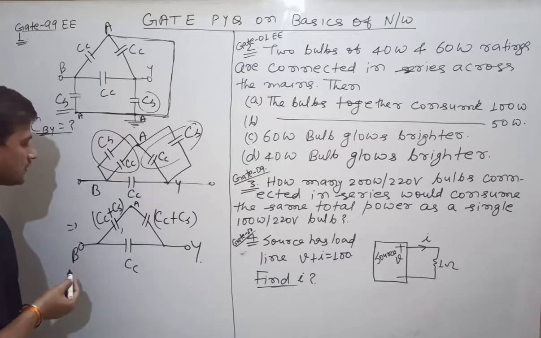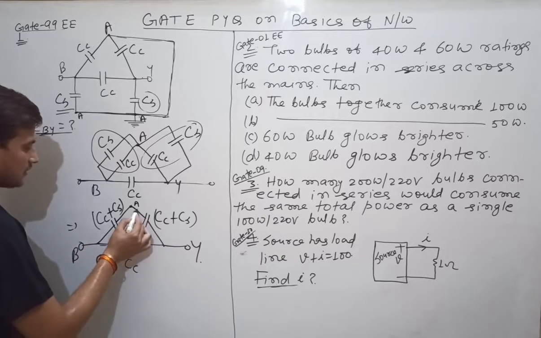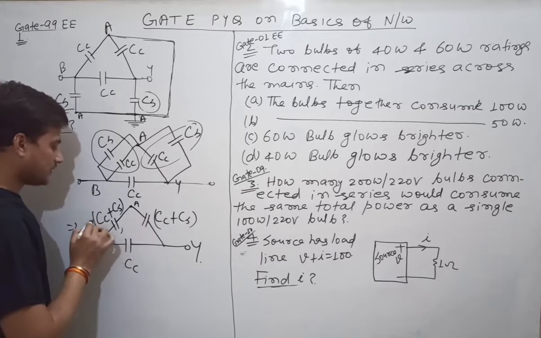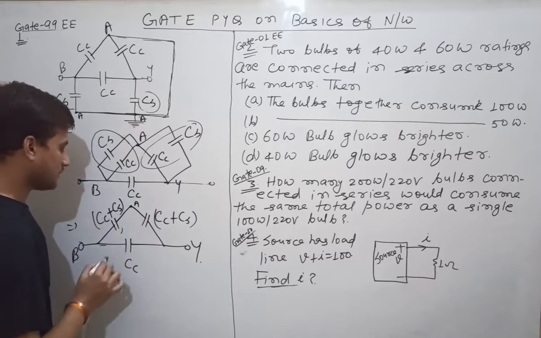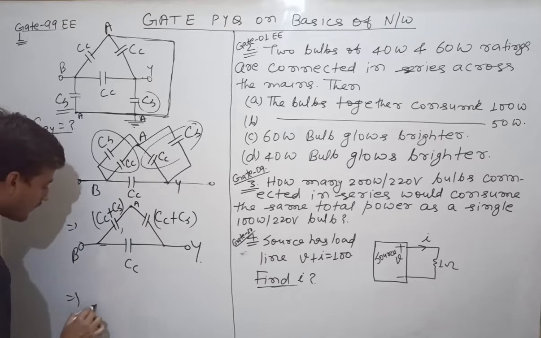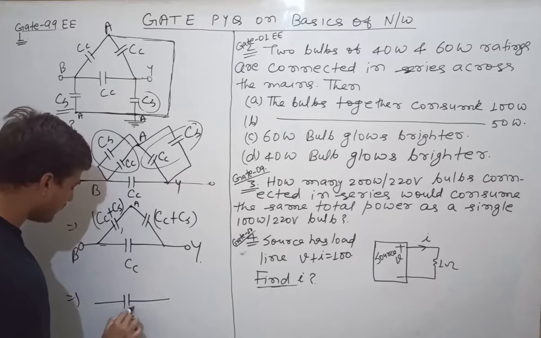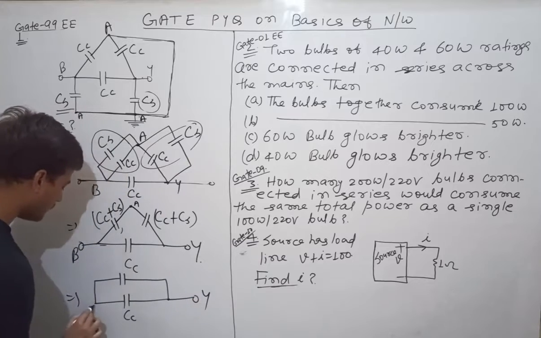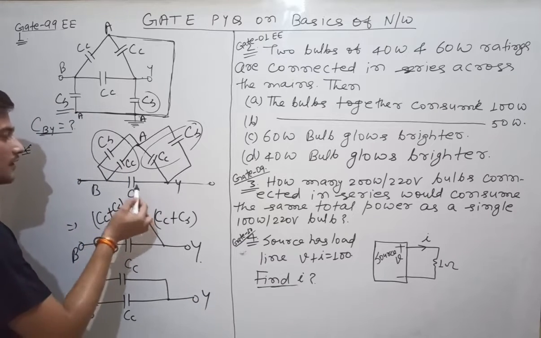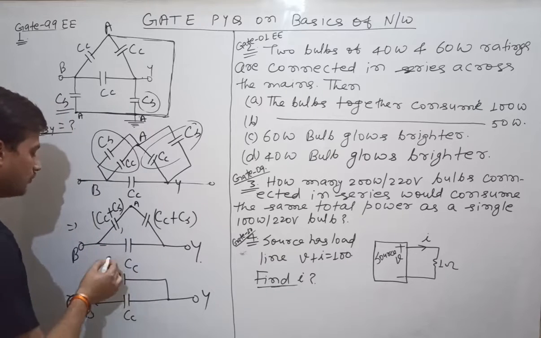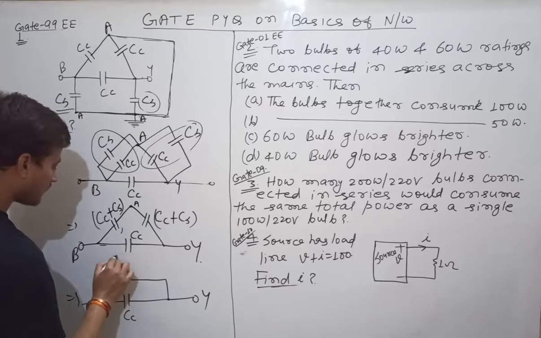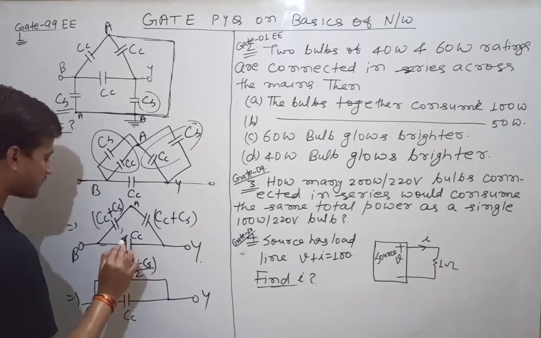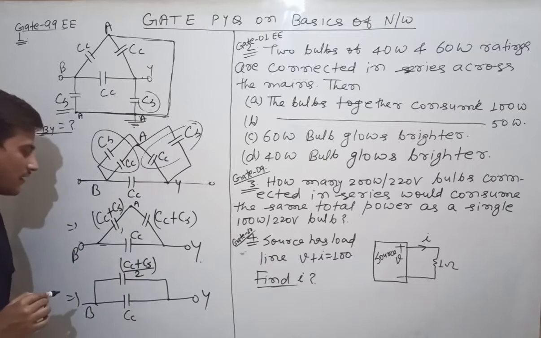Now what will happen? You see that this is one branch, this is another branch. Now here these branches are connected in series. These are equal capacitances. So when these are connected in series, what will be the equivalent capacitance? Equivalent capacitance will be, you will replace by a single capacitor. This is Y, this is B. So when these two are connected in series, capacitance will be divided by 2. So here the capacitance will be (CC plus CS) divided by 2.